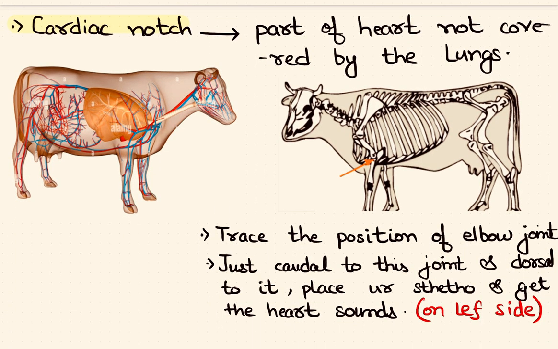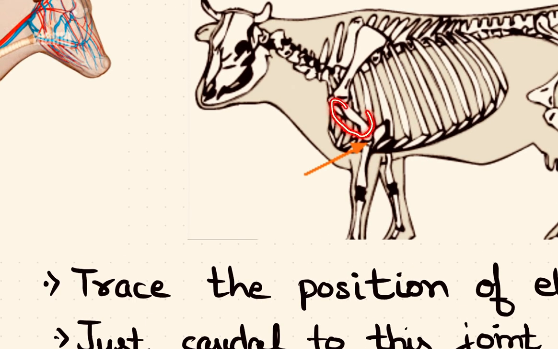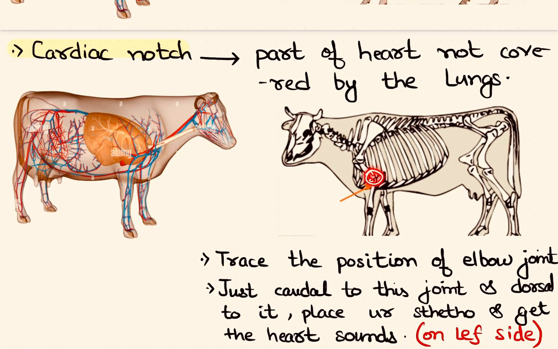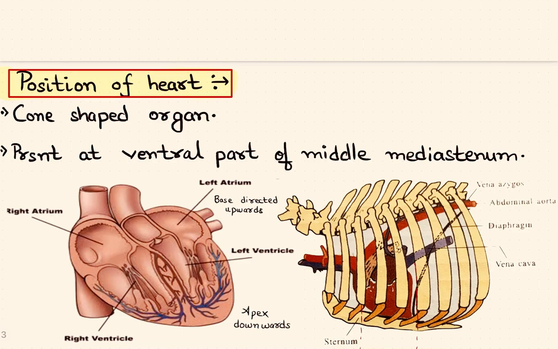Now, if you want to hear the heart sound, how can you hear it in an animal? Trace the position of the elbow joint. What is this elbow joint? The elbow joint is the joint found between the humerus, radius and ulna. So if you locate the elbow joint, caudal to it, I mean posterior to it, and dorsal to that elbow joint, you have to keep your stethoscope, and you will easily hear the heart sounds. So this was all about how you can locate the position of the heart and where it is actually present. Thanks.